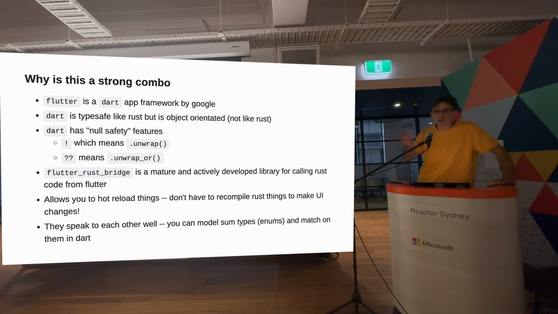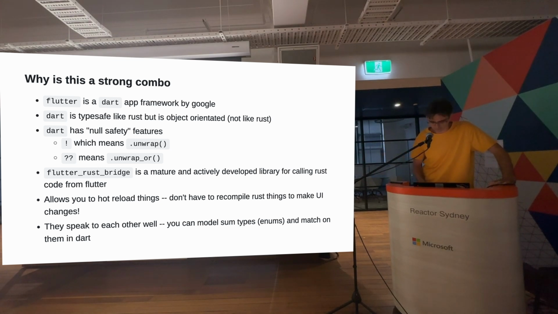Flutter Rust Bridge is a way of generating FFI bindings for Rust projects into Dart and Flutter very easily. It's mature and actively developed. It allows you, while you're developing hot reload UI stuff, to avoid recompiling Rust. Just rewriting some Dart makes the button you're trying to get to work correctly redo itself in less than a second. So that's pretty good. They speak to each other well because you can model the sum types like enums in Rust in Dart.